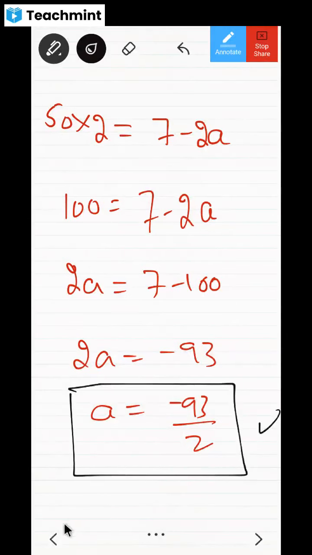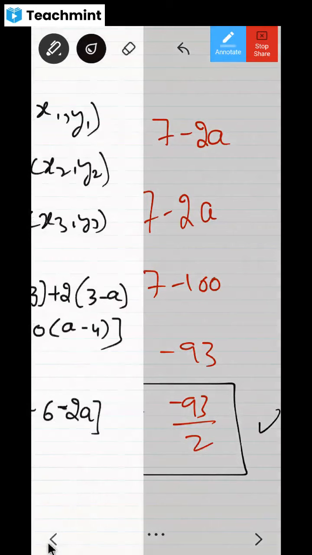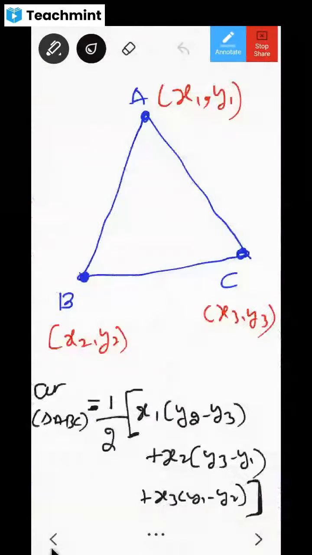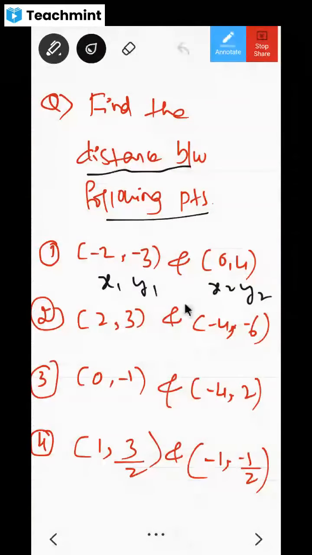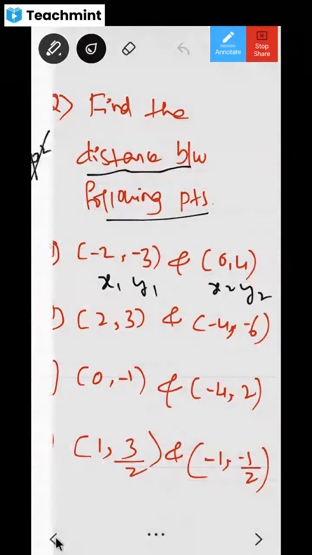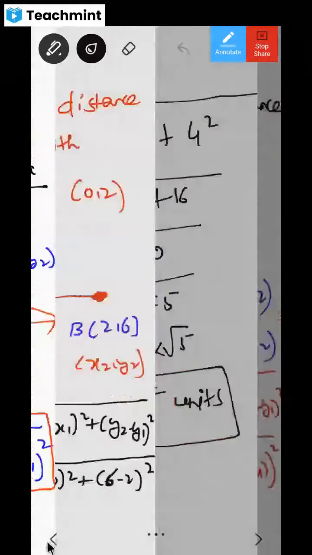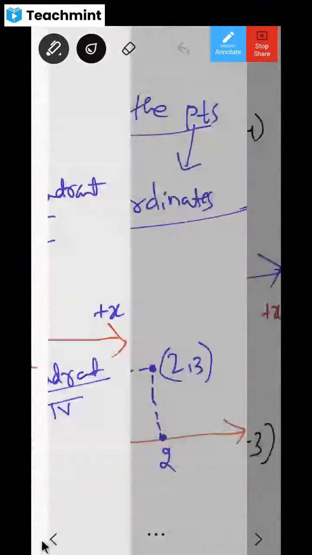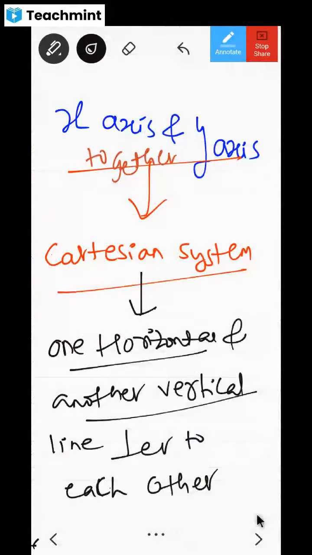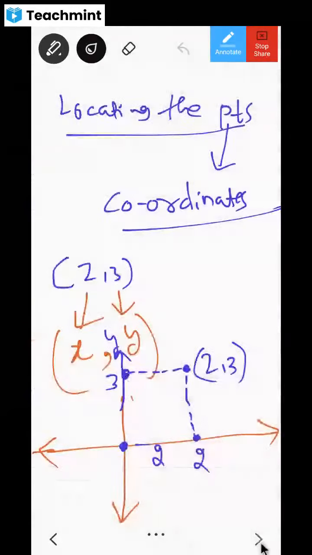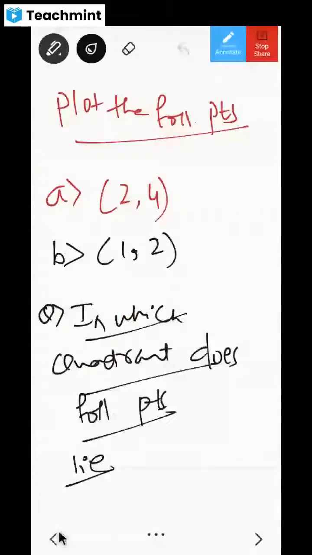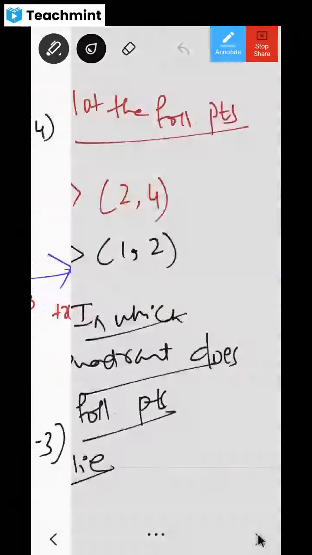Now, all kinds of questions on this area of triangle, starting from what we studied. We started to study this formula. First of all, look at this chapter, how beautiful it came out. First we learned all the basics: what is the Cartesian system, X-axis, Y-axis, quadrants, abscissa, ordinate. We have studied all that in this chapter.